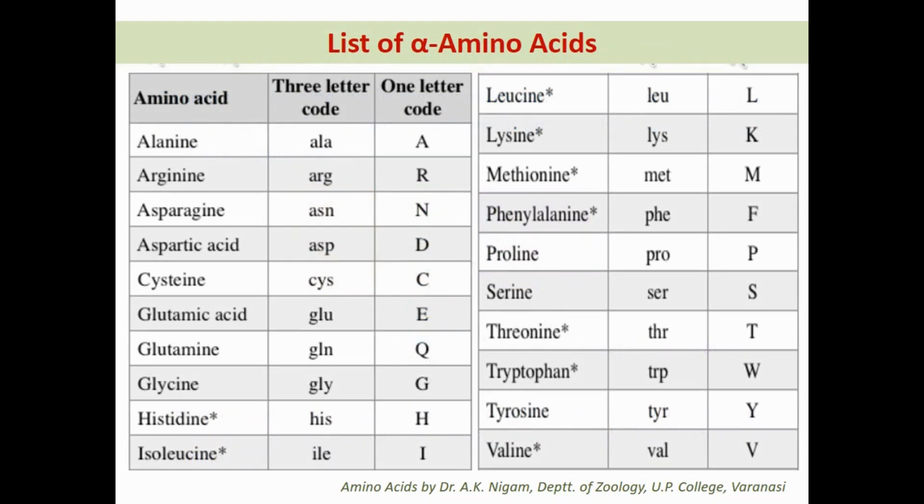Here is a list of all 20 standard amino acids which are found in proteins. Each amino acid has been designated three names. Common names such as glycine, alanine, arginine, etc. The second name is the trivial name, composed of three letters, such as alanine is written as ALA, arginine is written as ARG and so on. And the third name is a single capital letter designation. For example, alanine is designated as capital A, arginine as capital R and so on.